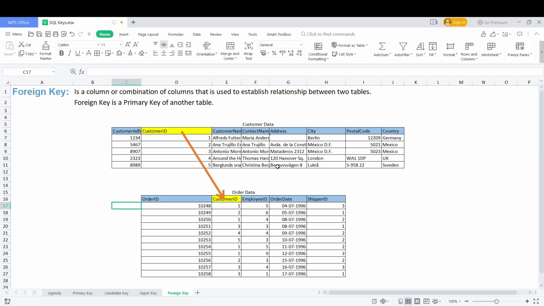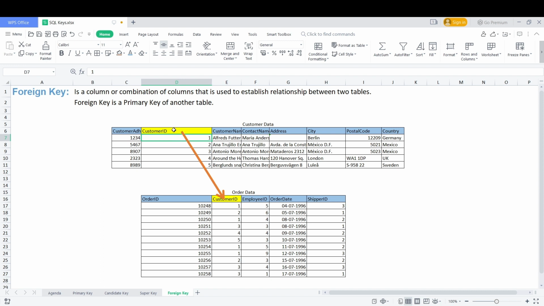Now, how are these two tables related? If I say that one customer can place many orders, that means there is a relationship. Orders can only be placed by customers. Only my customers can order, right? So these two tables certainly have a relationship.